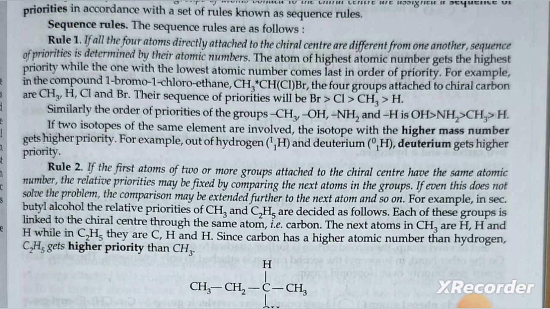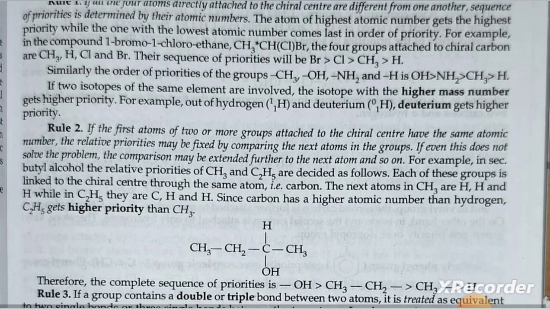For example, in the compound 1-bromo-1-chloroethane, the four groups attached to the chiral carbon are CH3, H, Cl and Br. The sequence of priority will be Br, Cl, CH3, H. Similarly, the order of priority of the groups CH3, OH, NH2 and H is OH greater than NH2 greater than CH3 greater than H. If two isotopes of the same element are involved, the isotope with the higher mass number gets higher priority. For example, out of hydrogen and deuterium, deuterium gets higher priority.